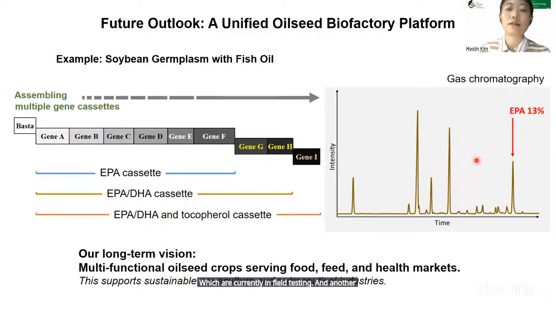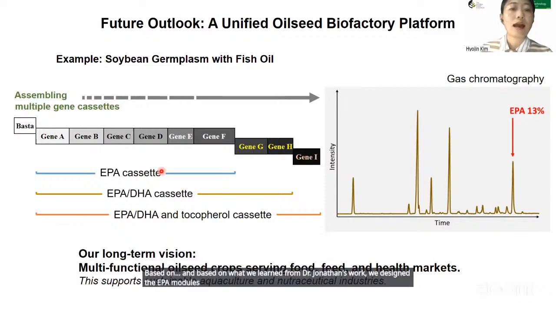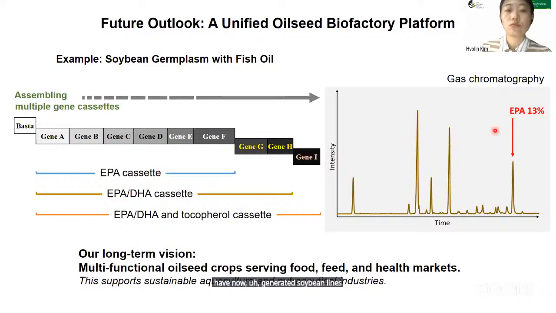And as another example, we are transferring the fish oil biosynthetic pathway into soybean using a modular assembly method such as Golden Braid or Golden Gate. Based on what we learned from Dr. Johnathan's work, we designed the EPA modules, and we have now generated soybean lines that produce EPA at around 13% of seed oil. So our long-term vision includes engineering all seed crops to produce fish oil equivalent, astaxanthin and other nutritional compounds by using refined and optimized gene stacking strategies. We really want to bring this product to the food, feed, and health market.